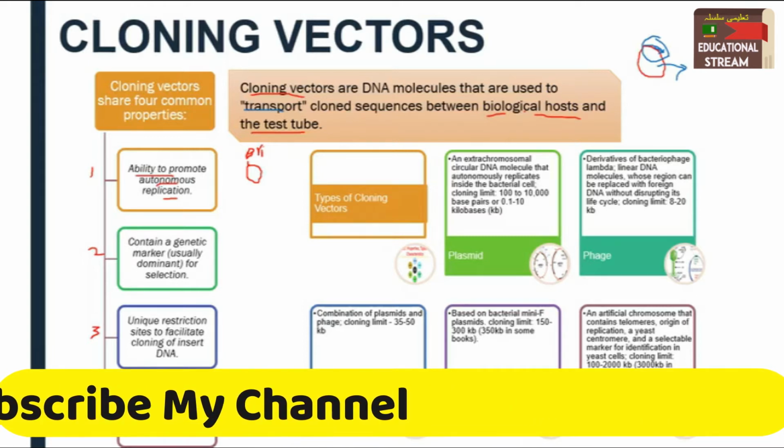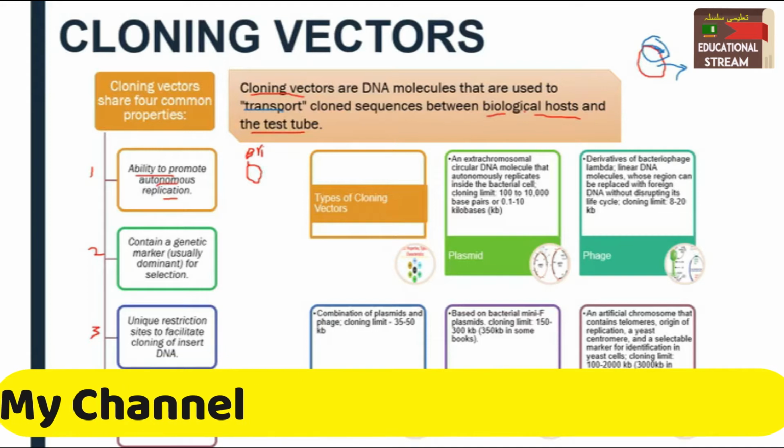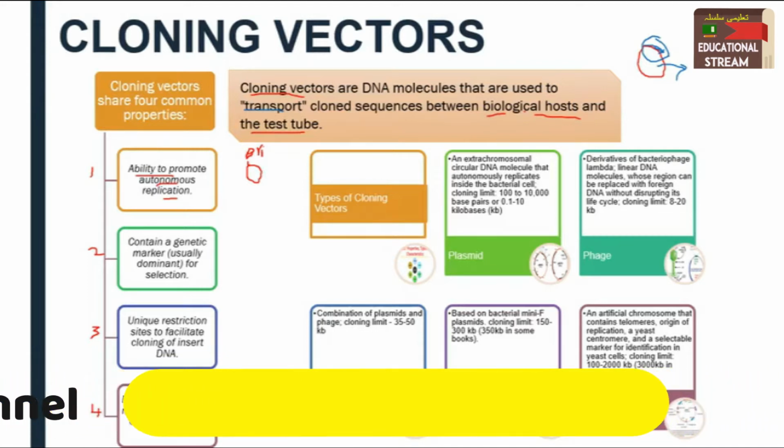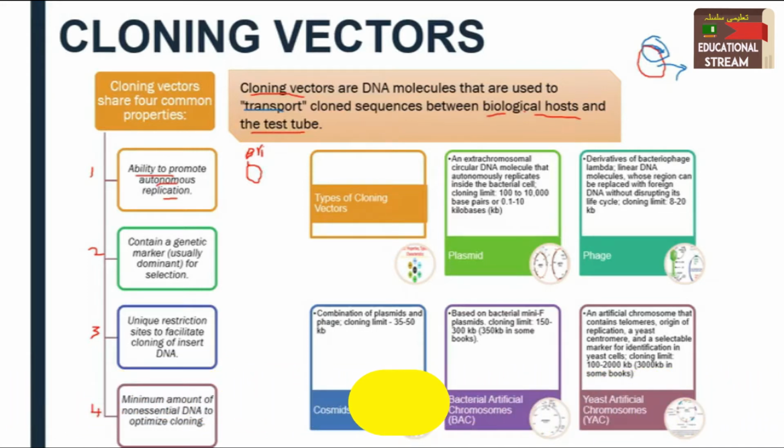Therefore, the cloning vector should possess this ability that they should promote the autonomous replication, that when introduced into the host organism, they can replicate by their own and they can produce their multiple copies within the host organism.